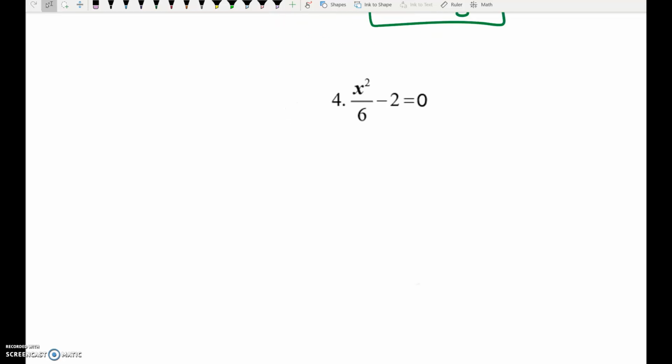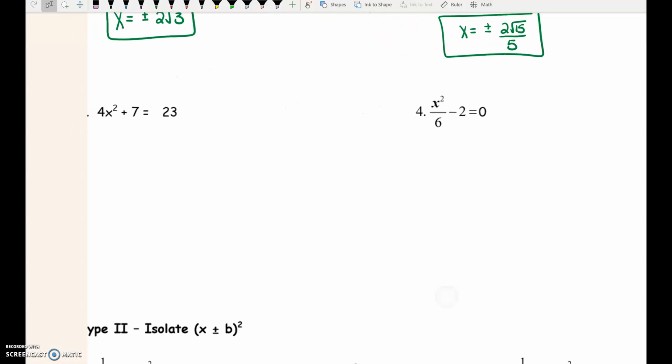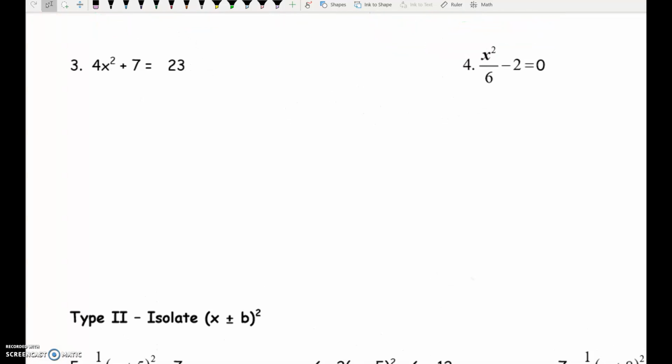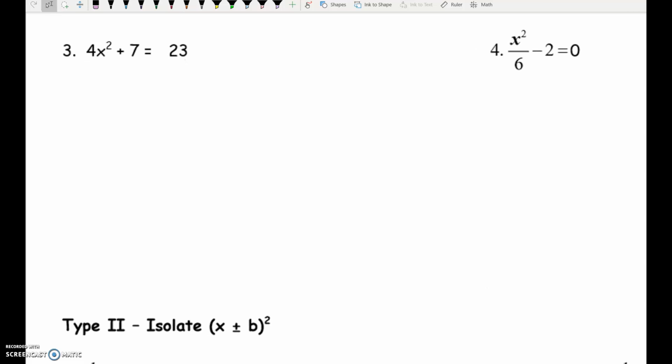Okay, try number 3 and number 4 on your own, and then I will get the answers up here in just a moment. Pause the video if you're at home. Try 3 and 4 on your own.